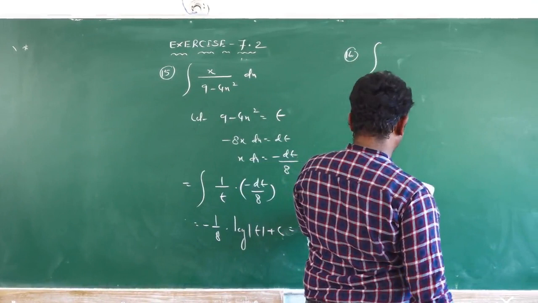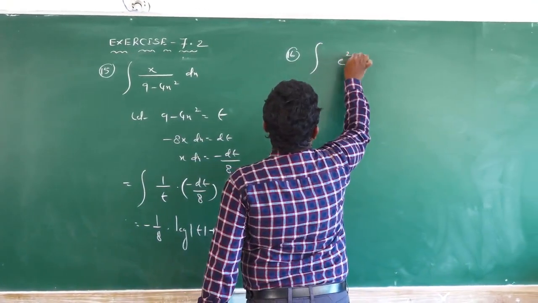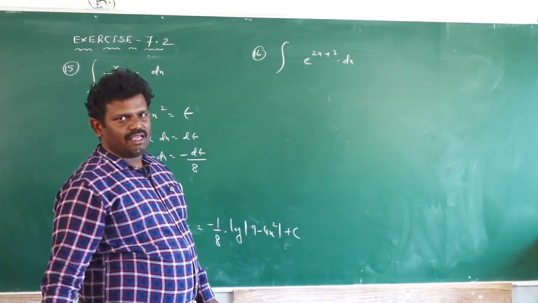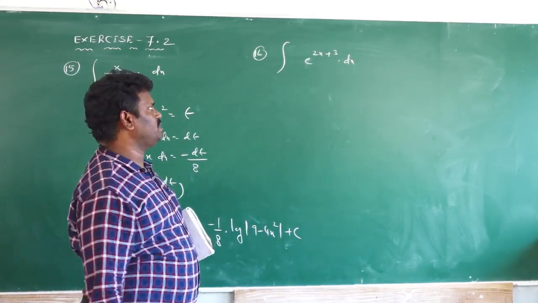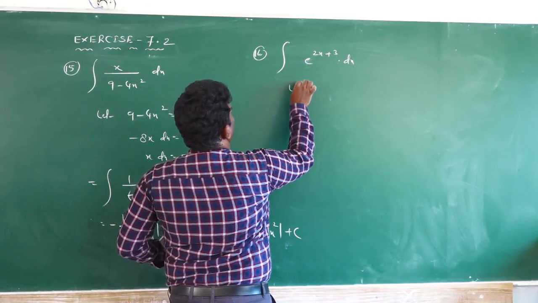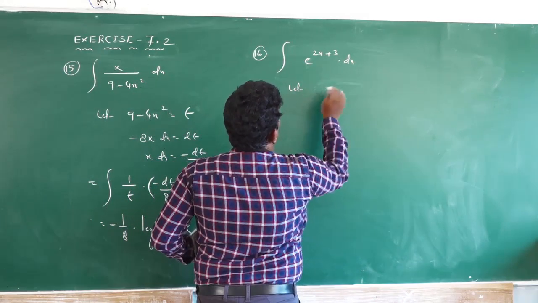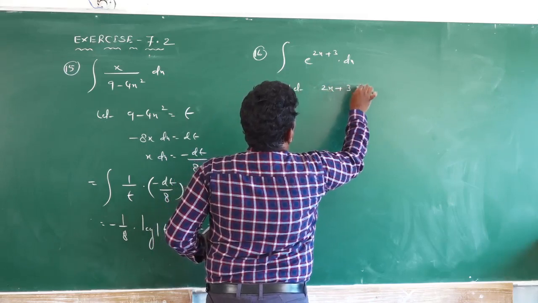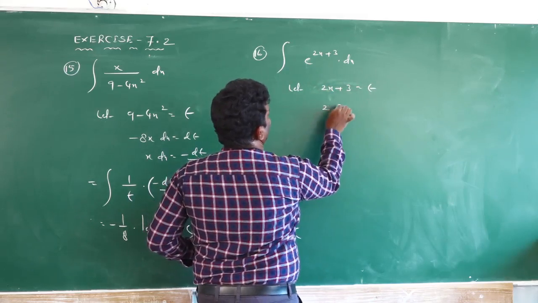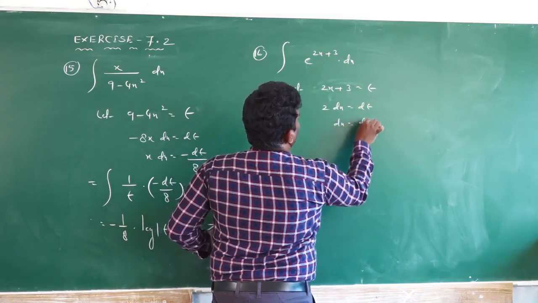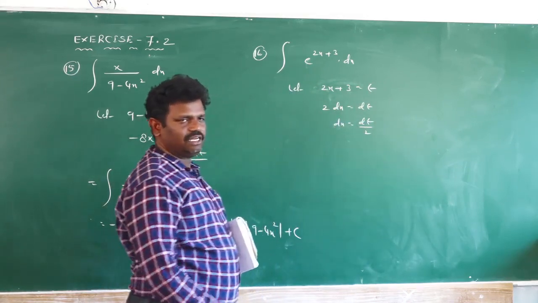Integral e power 2x plus 3 into dx. Here we do the substitution: 2x plus 3 is equal to t. Now the derivative: 2 into dx is equal to dt, so dx is equal to dt by 2.